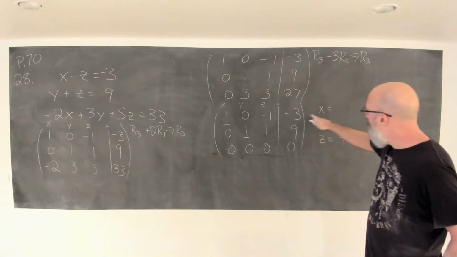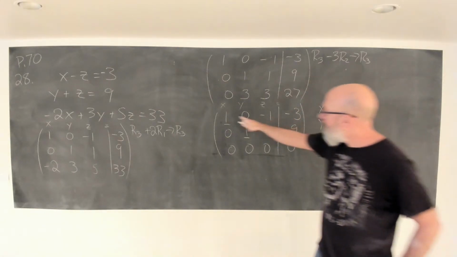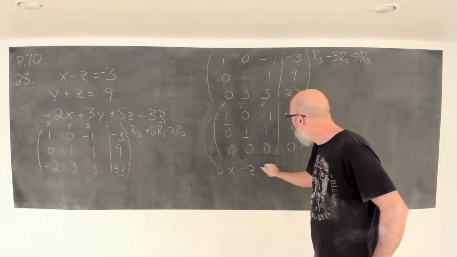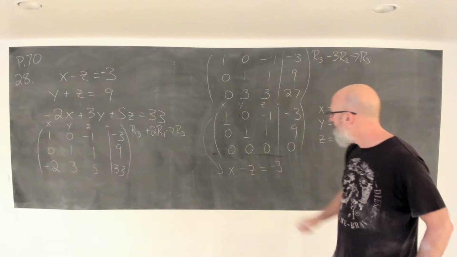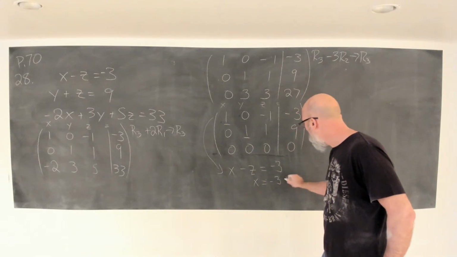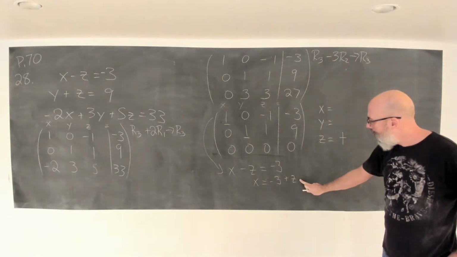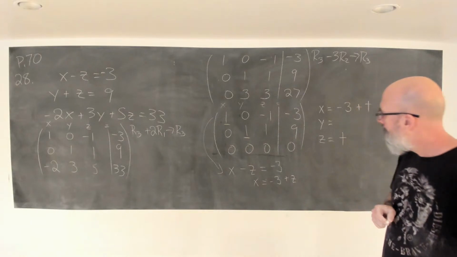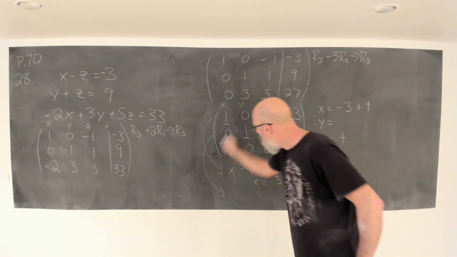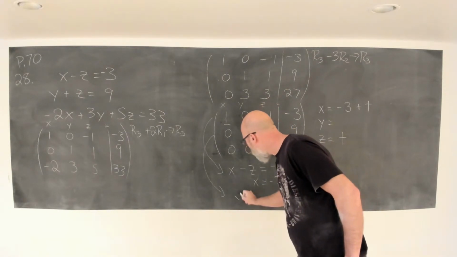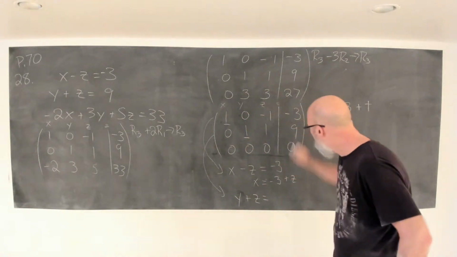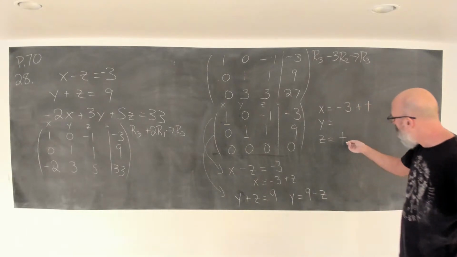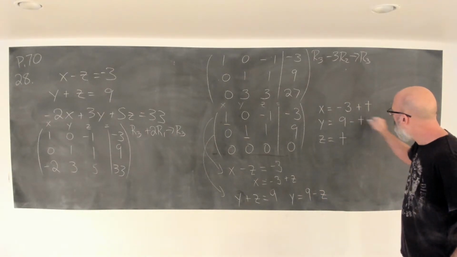So this first equation, this first row, what was that first row saying? That first row was saying 1x minus 1z is equal to minus 3, or x is equal to minus 3 plus z. But if z is t, then x is minus 3 plus t. And similarly, the second row was saying y plus z is equal to 9, or y is 9 minus z. But if z is t, y is 9 minus t.